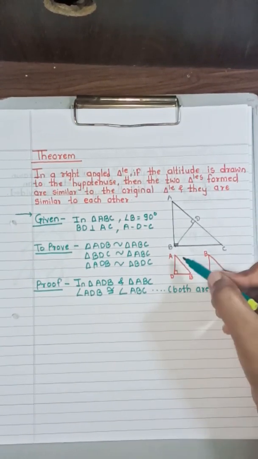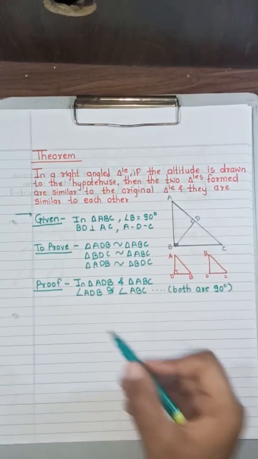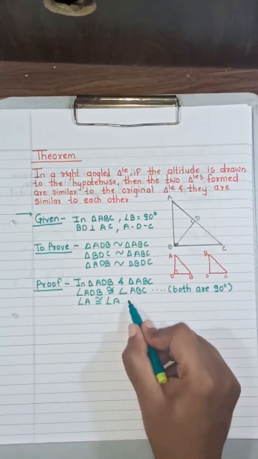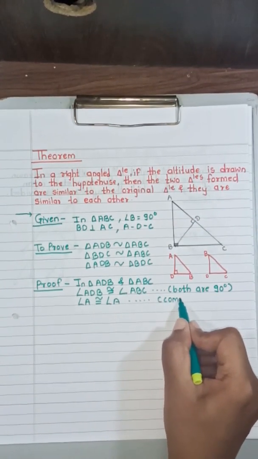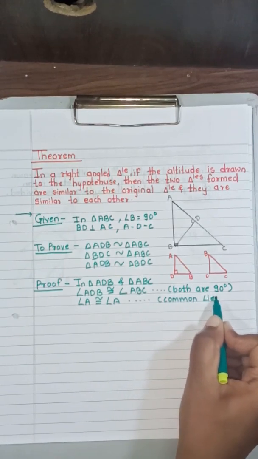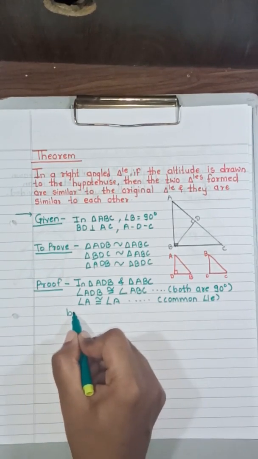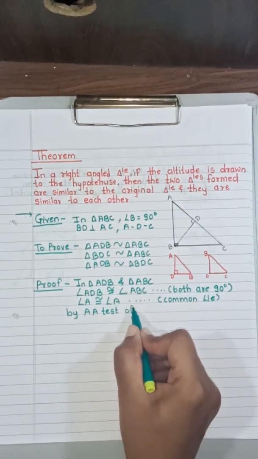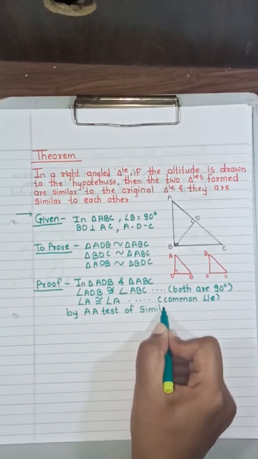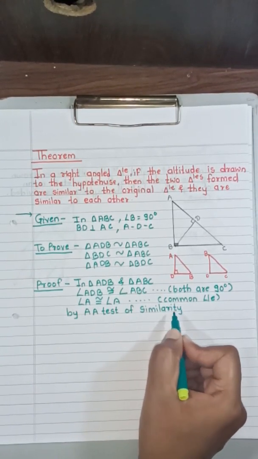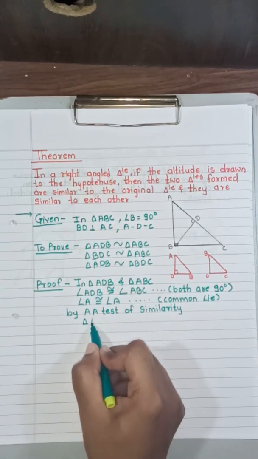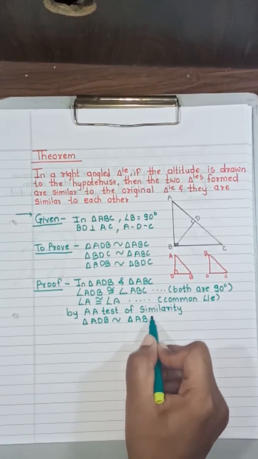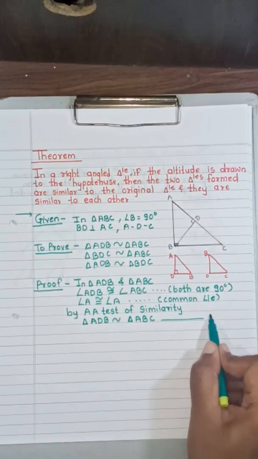Now if you see, in both the triangles you find angle A is common. That means you can write angle A is congruent to angle A, that is the common angle. Now by AA test of similarity, you come to know that triangle ADB is similar to triangle ABC. Give it as equation 1.